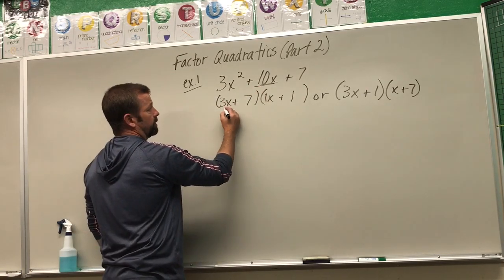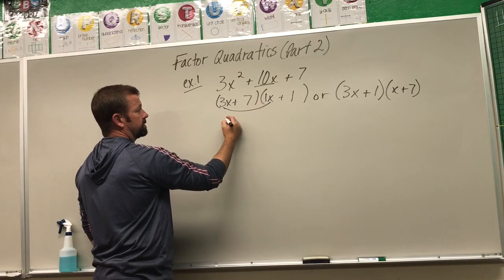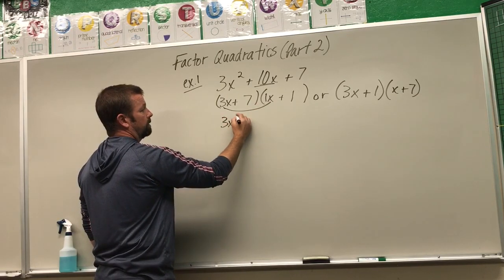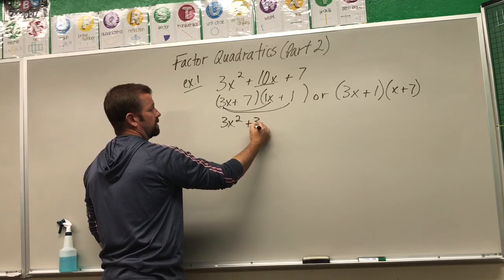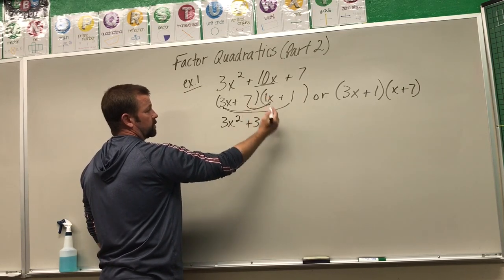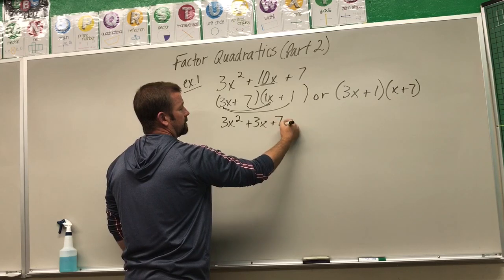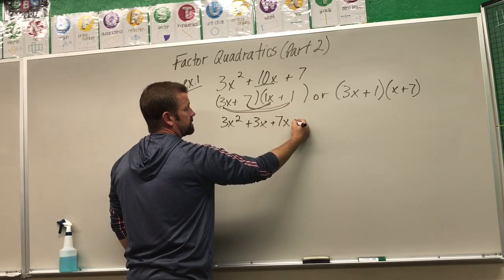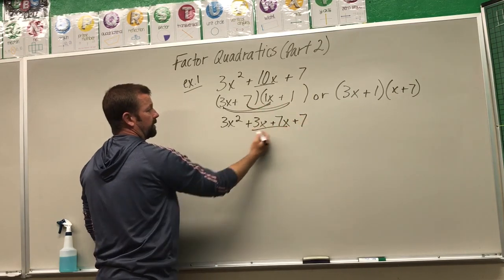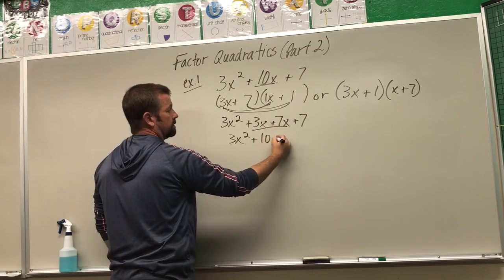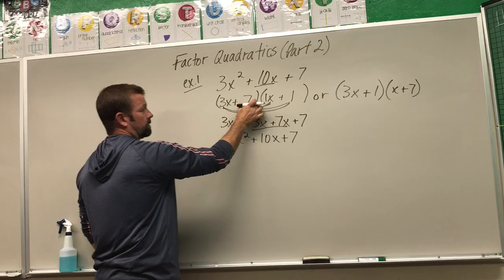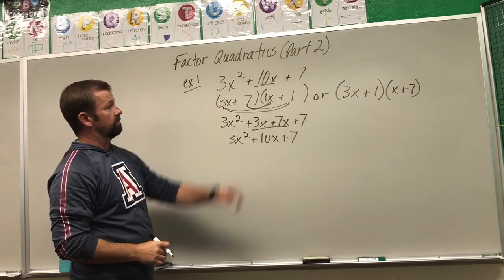So when we FOIL, we do our first terms. 3x times 1x is 3x squared. Outside terms, 3x times 1 is 3x. Inside, 7 times 1x is 7x. And then 7 times 1 is 7. So when we combine terms, we get 3x squared plus 10x plus 7. So this was the correct factorization of that.